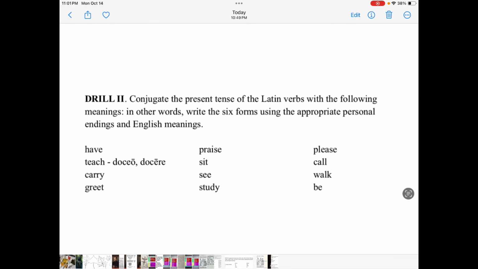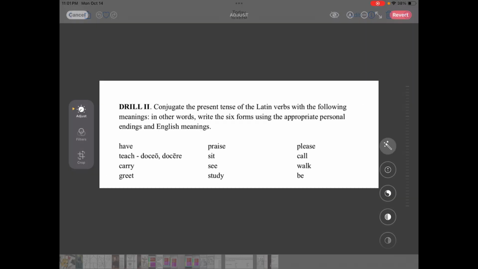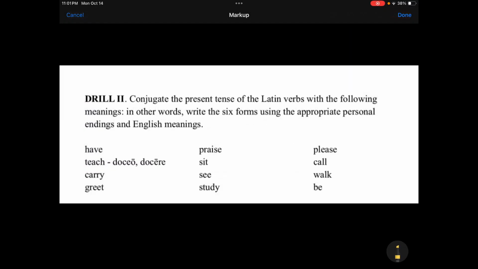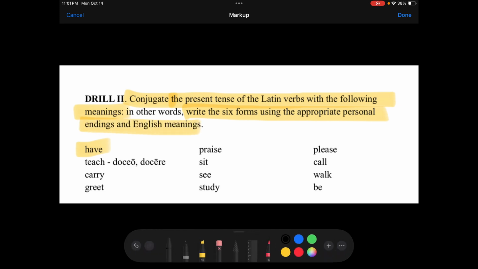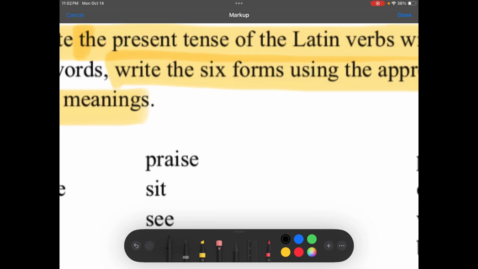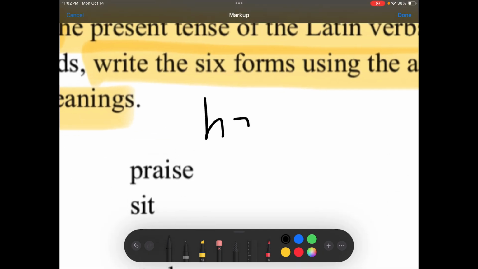Drill number 2. This is the one that you should work on for today, please. So you're going to conjugate the present tense of the Latin verbs with the following meanings. In other words, you have to find the Latin meaning of the given English words. And then you write the 6 forms using the appropriate personal endings and their English meanings. Now, you already know because you've done it orally in the Ed puzzle. But this drill is asking you actually to write it out. So let's give it a try. You're going to write the 6 forms.